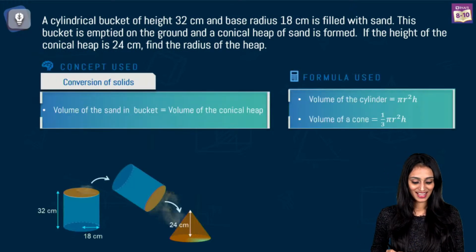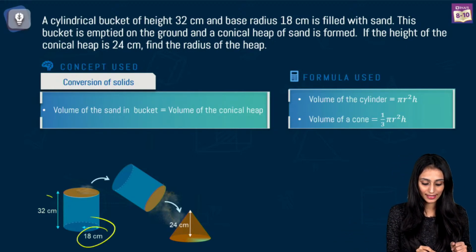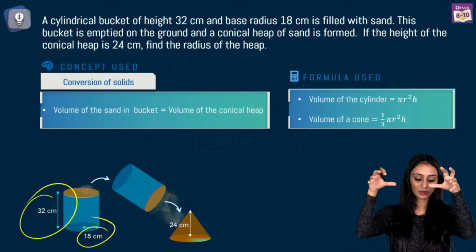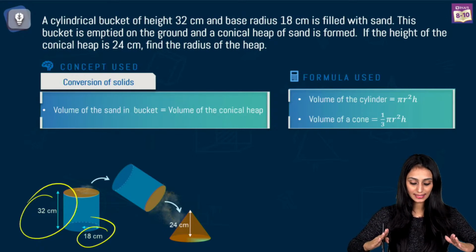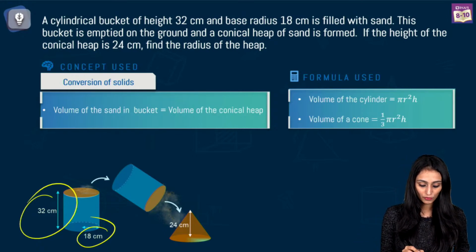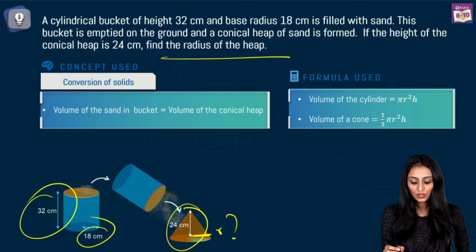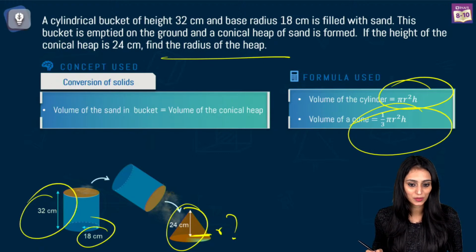Thank you, Annapurna. So, we have a cylindrical bucket, its height is given and its radius is also given, right? It's completely filled with sand. Now it is emptied on the ground, and it will form a conical heap of sand. It has a height of 24 centimeter. We need to find out the radius for this heap. So the volume of a cylinder is pi r square h, and the volume of a cone is 1 upon 3 pi r square h.